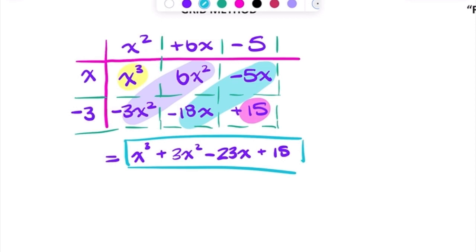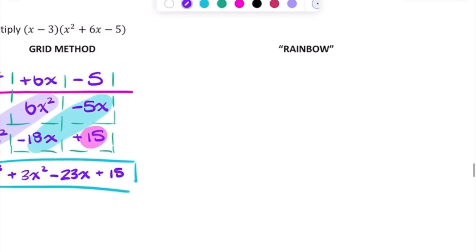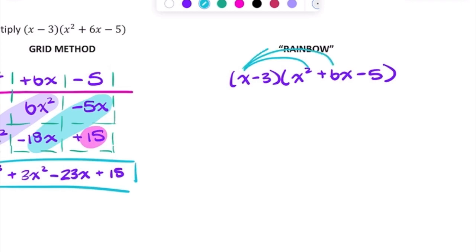I'm going to do the exact same thing with the rainbow method. Pause the question. See if you can do it on your own. And welcome back. So here I have x minus 3. I have x squared plus 6x minus 5. Now this x in my first bracket has to travel and reach with every single term in that second bracket. So when I distribute that x, I get x cubed, I get 6x squared, and I get negative 5x.